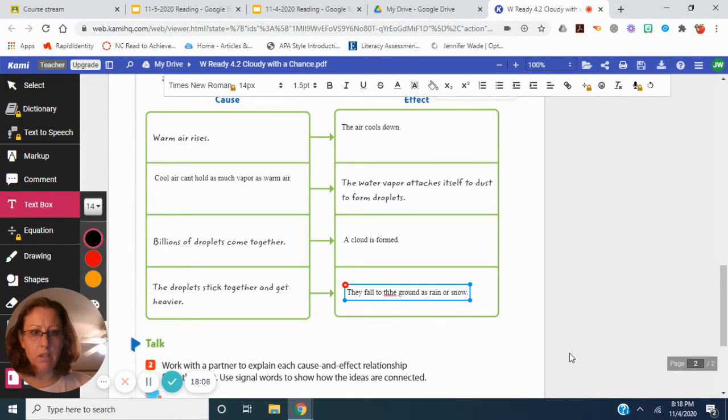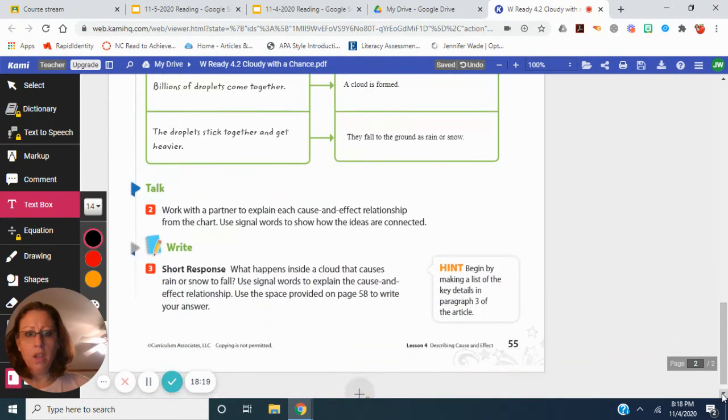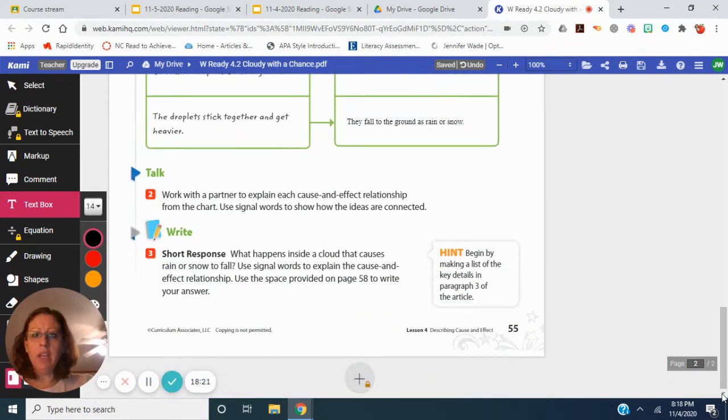All right. So we have read the passage and filled in the cause and effect chart. Since we're asynchronous today, we can't do breakout rooms, but I would like you to think about each cause and effect relationship and tell an adult or a brother or sister at least one sentence showing a cause and effect relationship with a signal word to show how the ideas are connected.